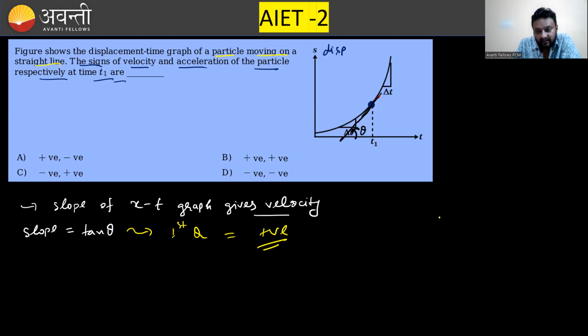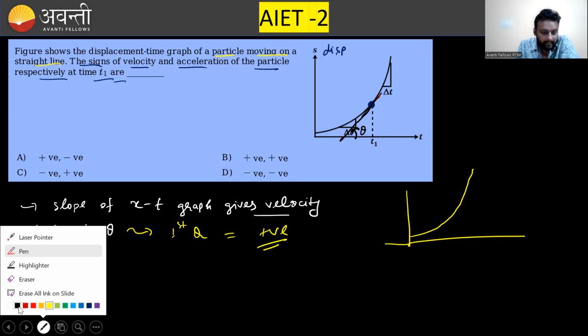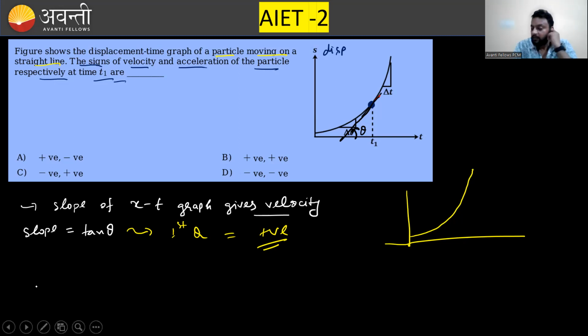Can you see here? Let's suppose this is the graph. Clear? Now I am asking, what is the meaning of positive acceleration and what is the meaning of negative acceleration? Positive acceleration means when velocity keeps on increasing with time, and negative acceleration means when velocity keeps on decreasing with time. So in this particular case, you can see that if I say this is our time t1, just take a time before it and just take a time after it.